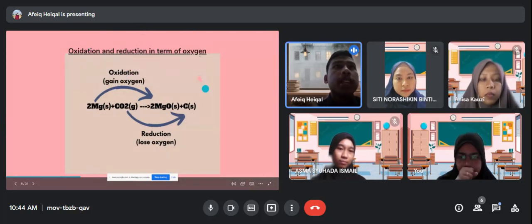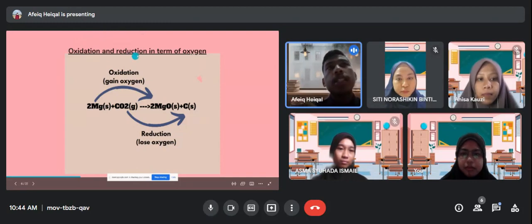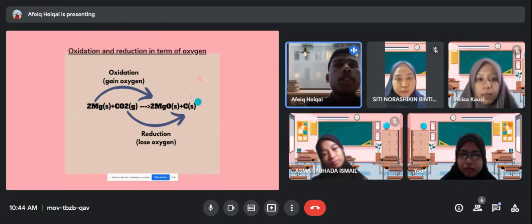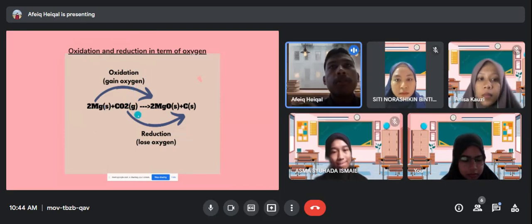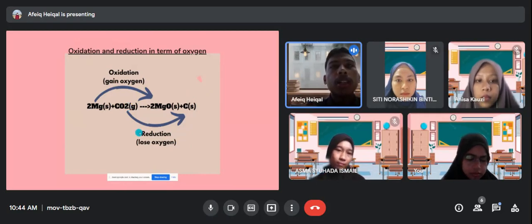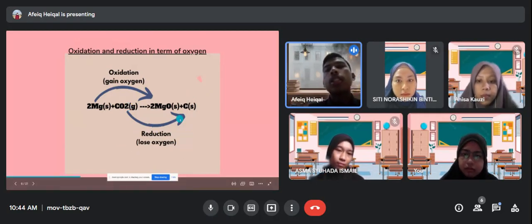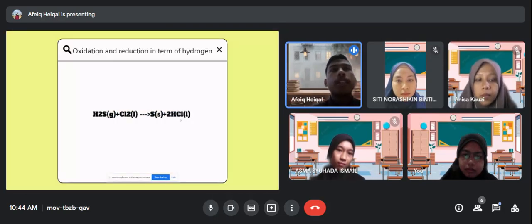To make sure you understand this formula, I will show you examples. The first is oxidation and reduction in terms of oxygen. The question given is magnesium plus carbon dioxide, and we get magnesium oxide and carbon. Magnesium gains oxygen, so it is recognized as oxidation. Carbon dioxide becomes carbon, it loses oxygen, so it is recognized as reduction due to loss of oxygen.